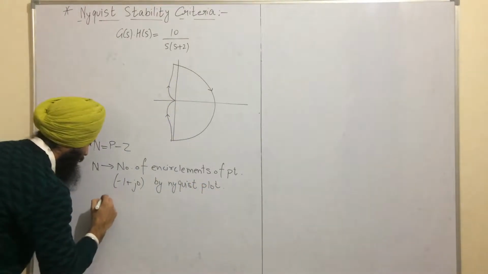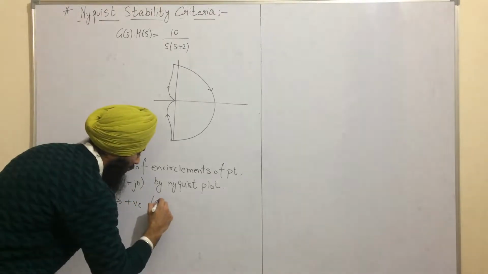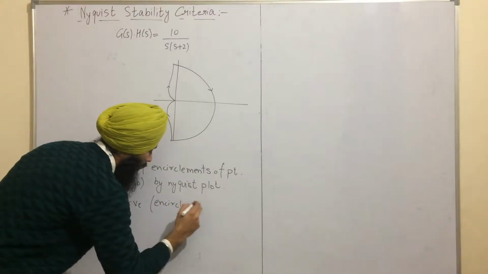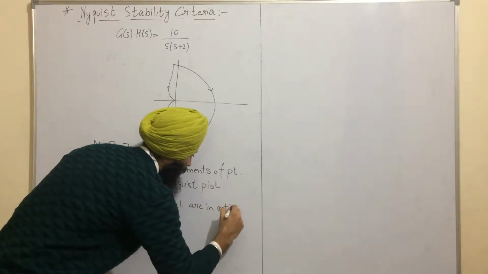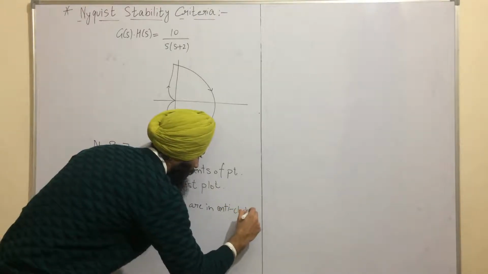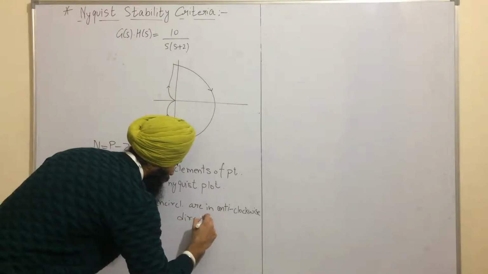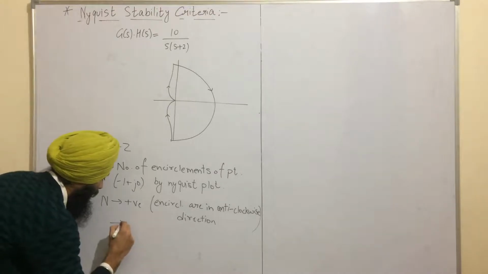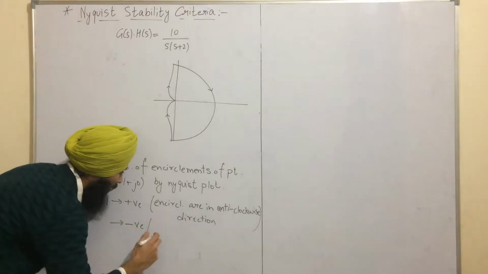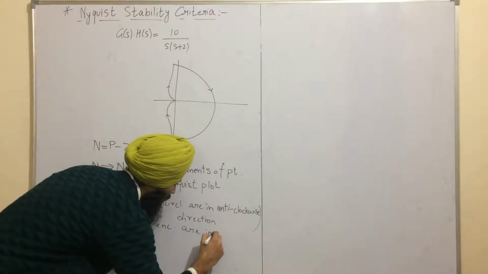If the value of N is positive, that means the encirclements are in anti-clockwise direction. But if the value of N is negative, then that means the encirclements are in clockwise direction.